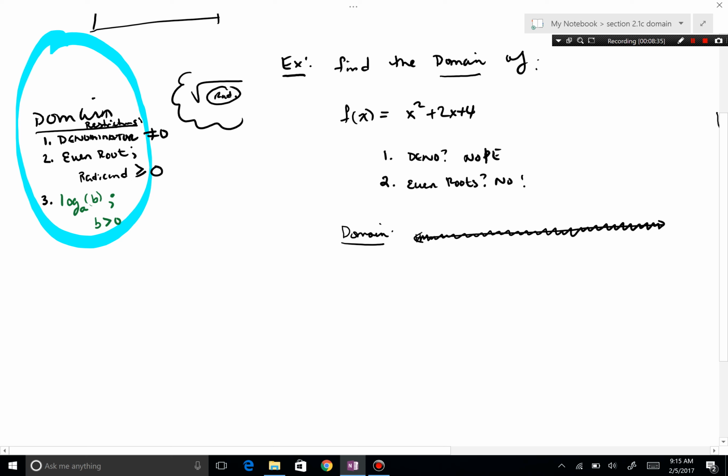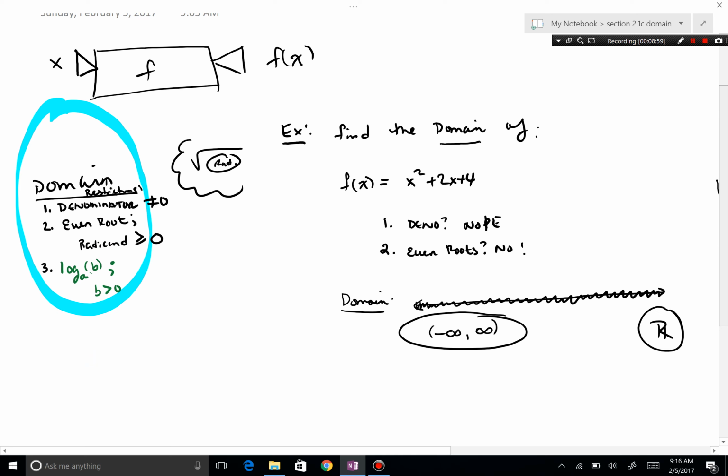So this is everything, which is negative infinity to infinity, and this is my domain. Real simple, meaning this guy has no restrictions. He likes everybody. Or you can do the cheap mathematician's way, which is all real numbers. So that's basically it. If you know these three restrictions, then you can find the domain of any function, no matter how freaky it is. So this is the basics of it.